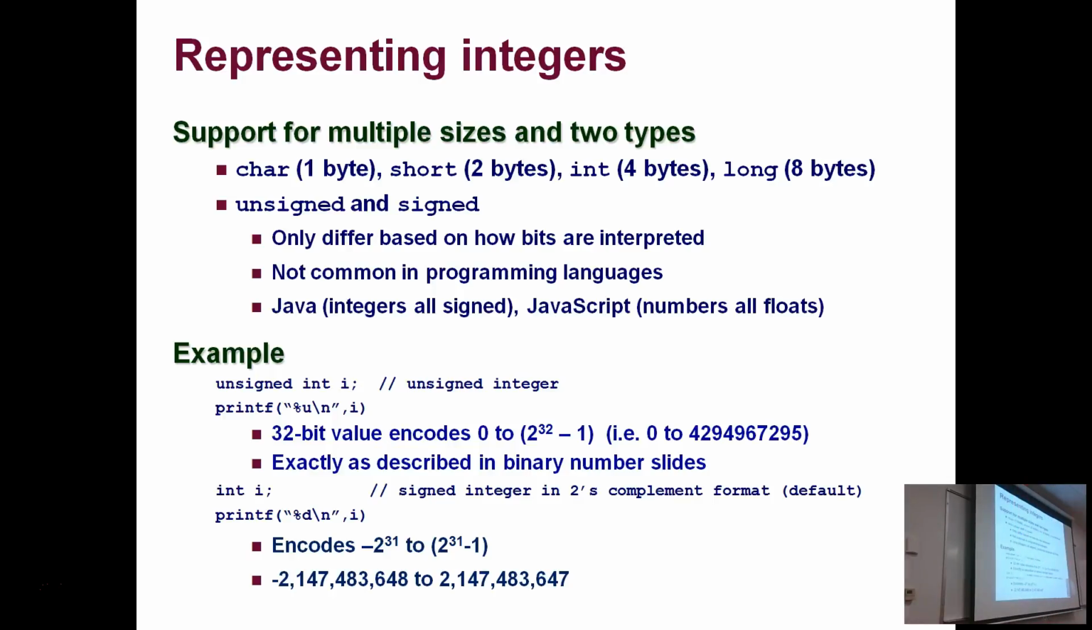For an integer, the highest value, for an 8-bit number, goes from 0 to 255 if it's unsigned. Yeah, 2 to the 8 minus 1 is basically what you're getting.